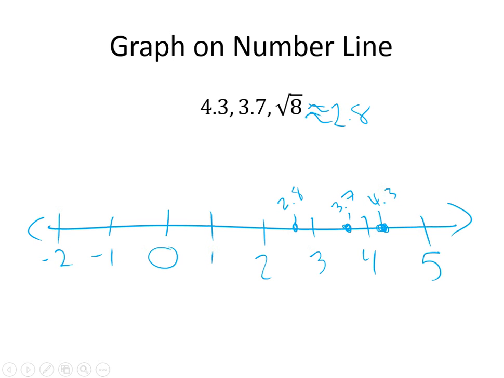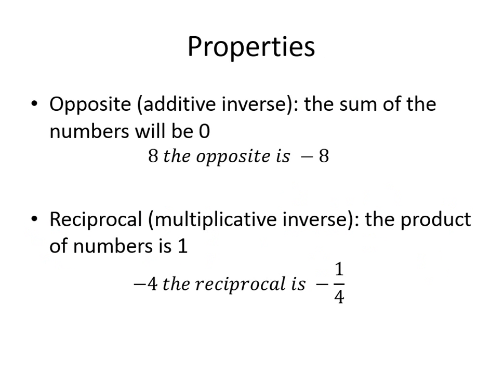So on your number line, you want to make sure you have your arrows. You want to make sure you have your 0 to identify the positive and the negatives, and then make sure you put all these in the correct spots. Okay, and this is just identifying where numbers are on a number line. Pretty straightforward. Okay, some properties.